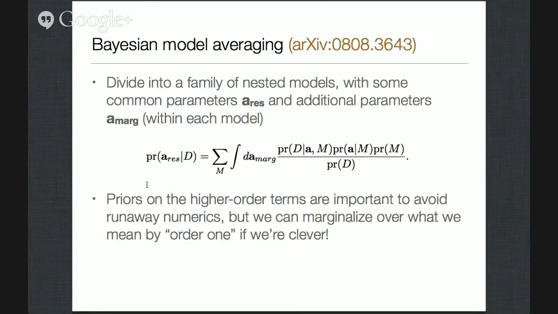So if I set the priors on these higher order terms to say it's a Gaussian prior, the width is 1 or 2 or something, I can actually do an integral or a sum over what I set the width to. And in that way, I can make it insensitive to exactly what naturalness criterion I'm picking.